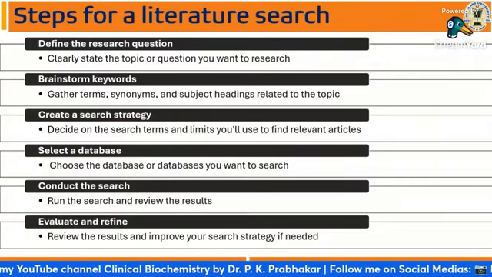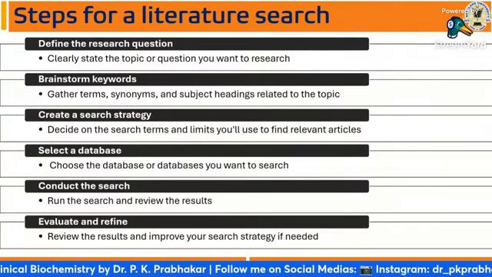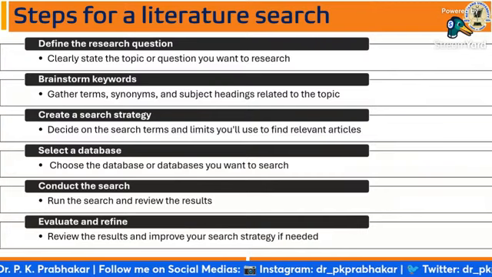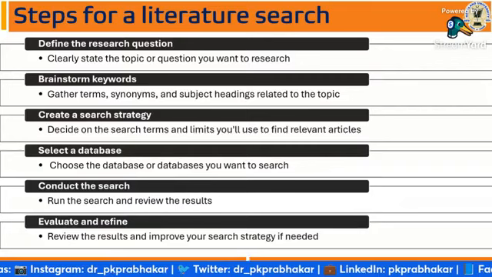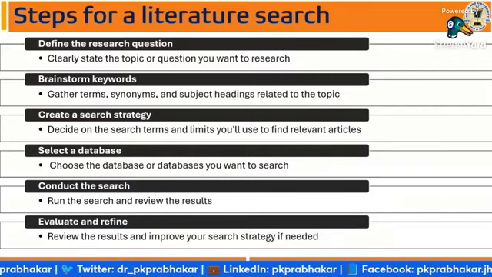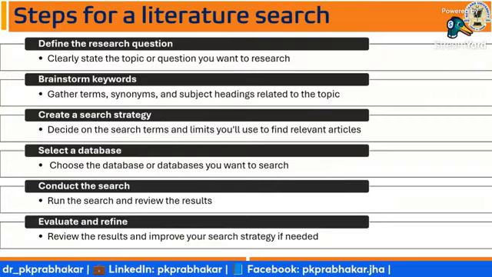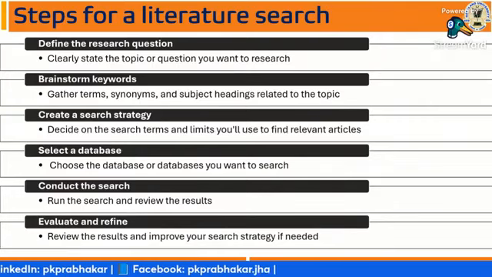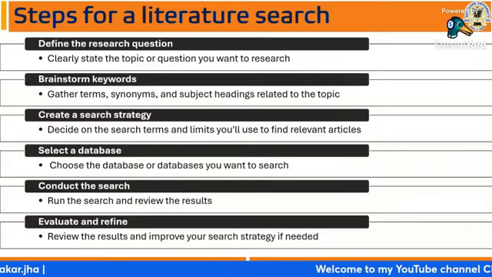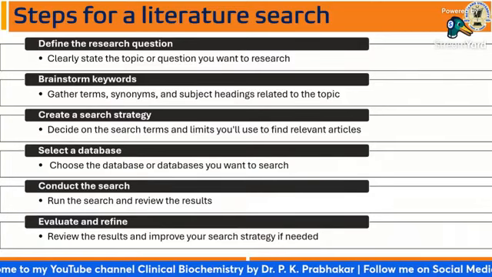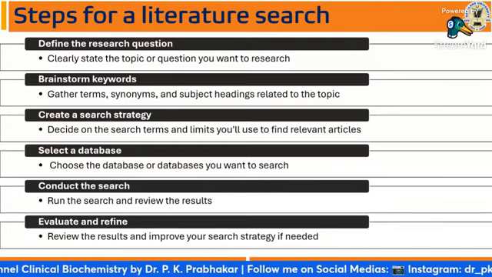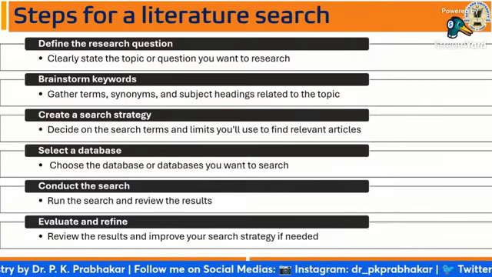Like if I want to do research in the health sector or the biomedical sector, I will select databases like PubMed, Cochrane Library, Embase, CINAHL. If you want to do basic science and technology, then you can go for Scopus, Web of Science, IEEE Xplore. For social sciences, we have PsycINFO, JSTOR, Sociological Abstracts. Then there are databases like Google Scholar, ProQuest, and EBSCOhost, which are multidisciplinary. So you can select the appropriate database for your literature search as per your question or as per your field.